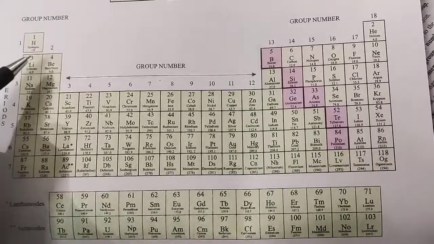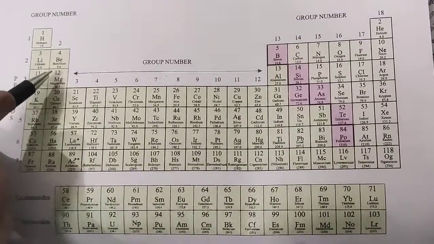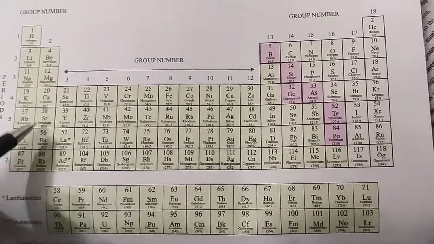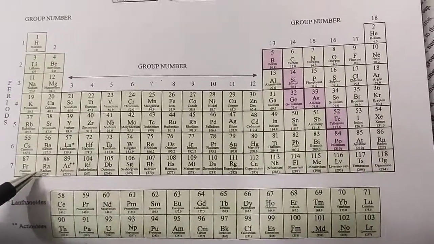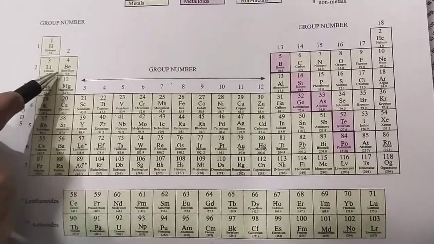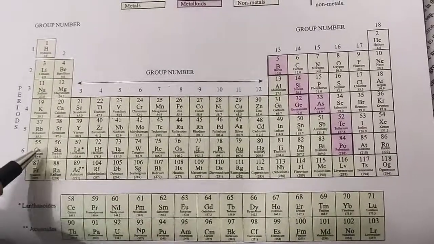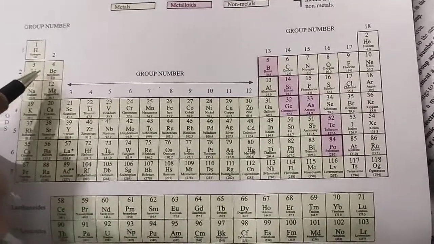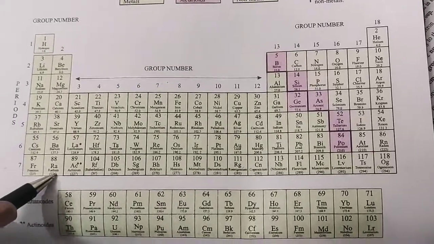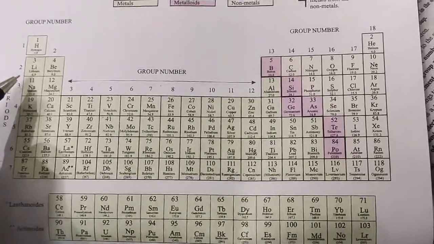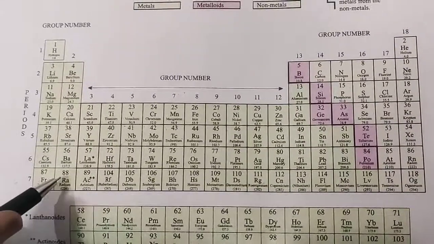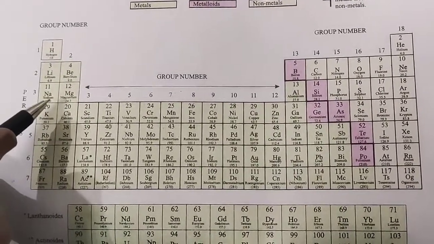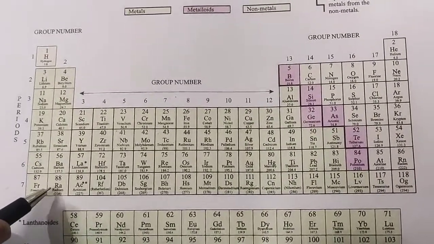Like this, these are the second group elements, and the second group elements are known as alkaline earth metals. In this we have beryllium, magnesium, calcium, strontium, barium and radium. So what are they? They are alkaline earth metals. Why are they metals, student? Because they can lose their electrons, and due to that they are also known as electropositive.